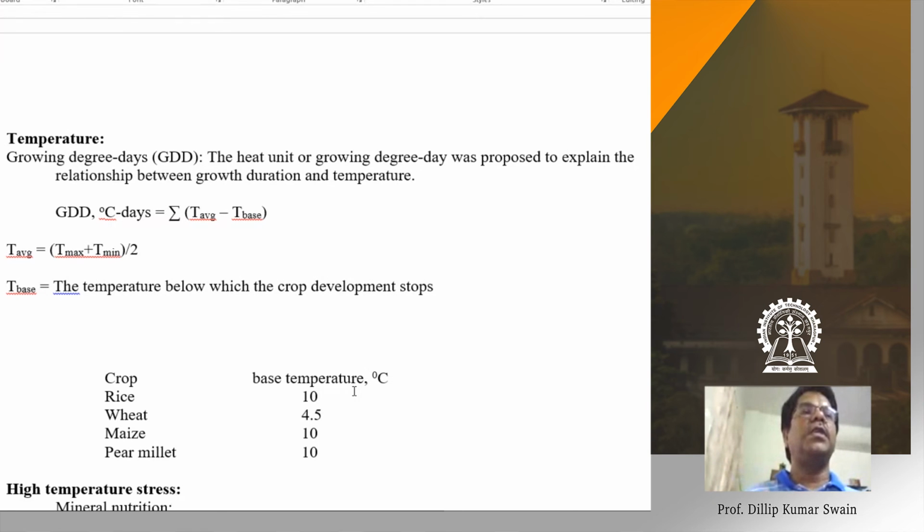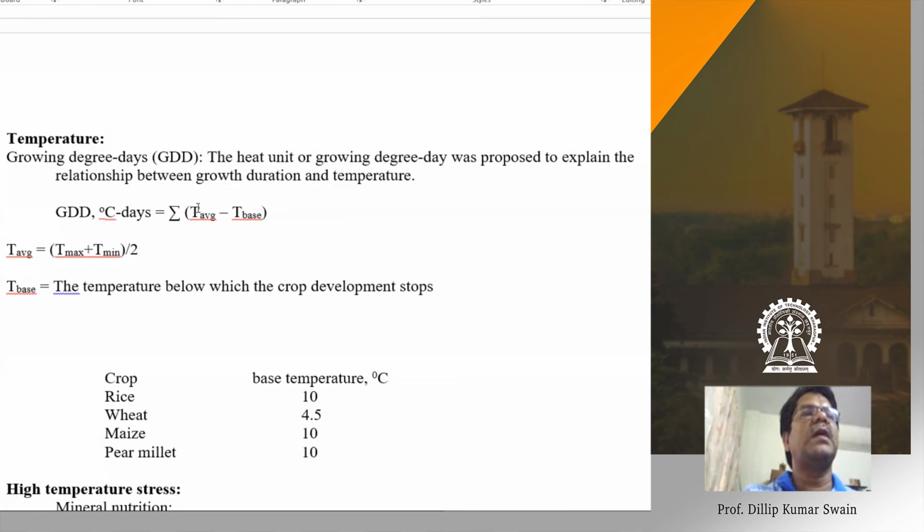So to know the duration of particular phases and the transformation from one phase to another, as you discussed earlier, that is mediated by temperature. Temperature plays a great role in knowing the duration of a particular crop. So you calculate growing degree days, that is, degree Celsius days. The growing degree days, or heat units, were proposed to explain the relationship between growth duration and temperature. The growing degree days is the summation of T average minus T base.